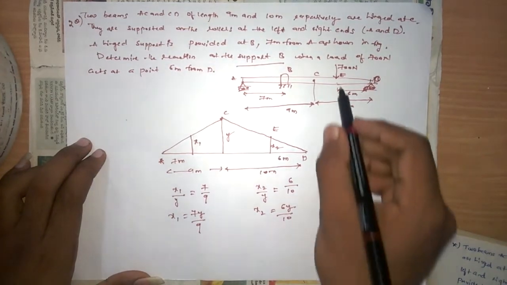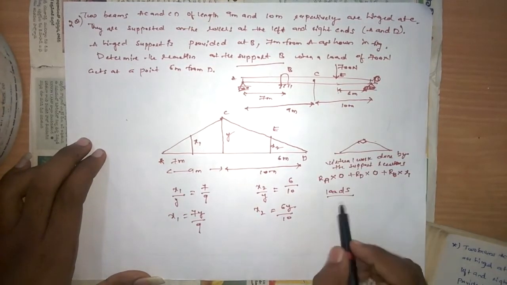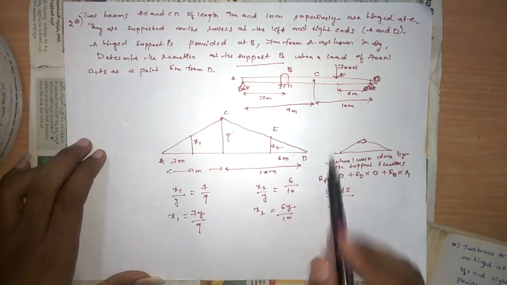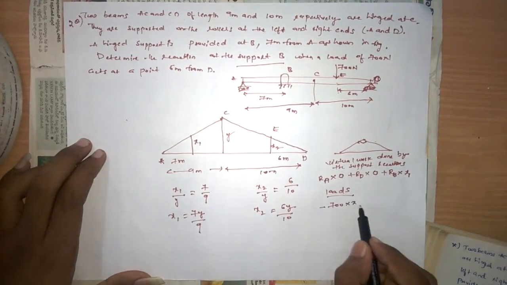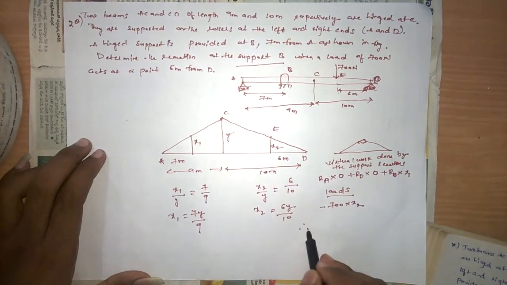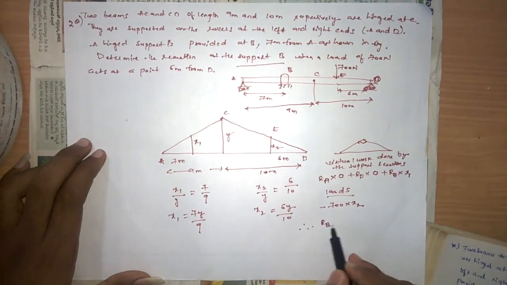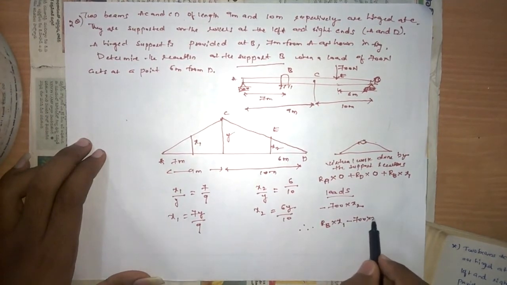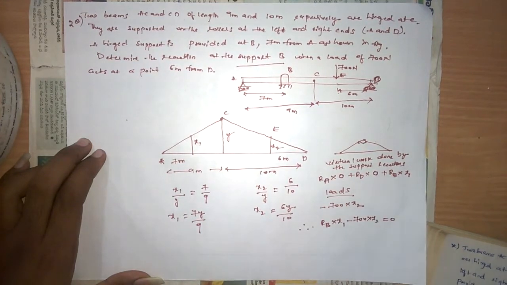What is the load acting here? Only 700 newtons, and it is acting downwards. The displacement took place in the upward direction, therefore minus 700 into x2. From the principle, the sum of the work done must be 0. Therefore, RB into x1 minus 700 into x2 must be equal to 0.